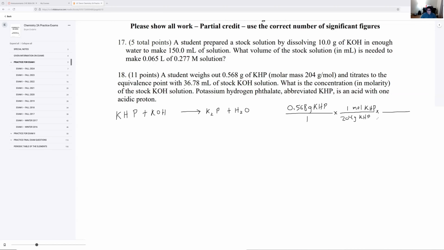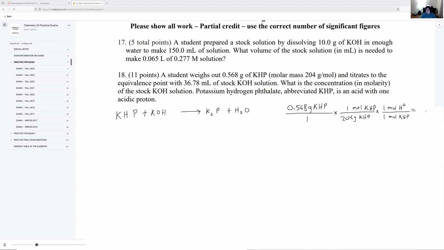I need the moles of H plus to know how many moles of OH minus there were, because I know they're going to be equal, right? So we know that the KHP and H plus are in a 1-to-1 ratio. They tell us that KHP gives off 1 proton or 1 H plus. And then we plug this in and let's get some number.